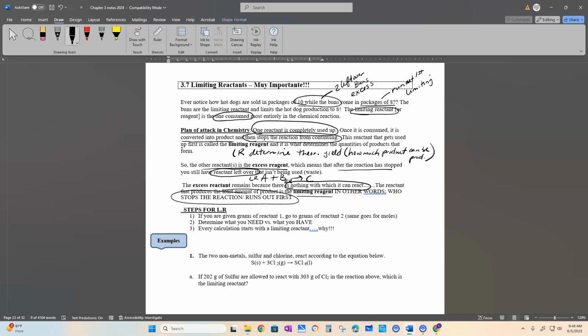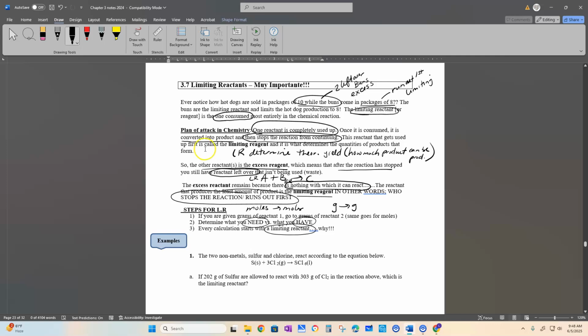And that's usually the hardest part. Who stops the reaction? We've got to do some math. If you're given moles, then go moles of one chemical to the other. If you're given grams, then go grams. You always want to compare the same unit with the same unit. So if you're given grams of reactant 1, go to grams of reactant 2. Same thing for moles. Then we need two important words: need versus have. Once you figure out what you need, the question is, do you have what you need? And that will determine the limiting.